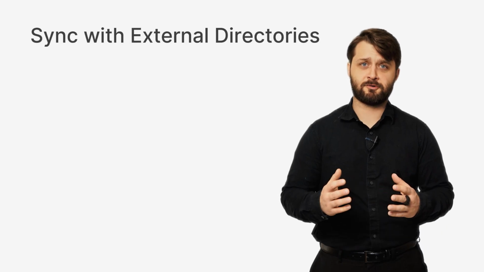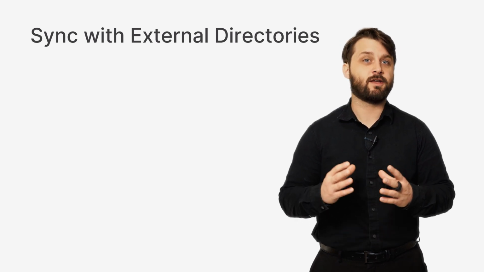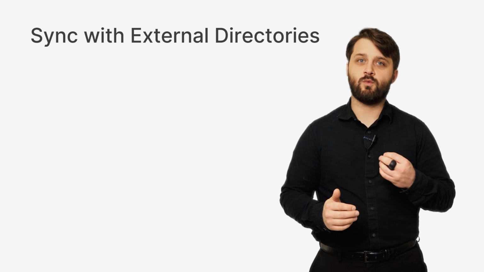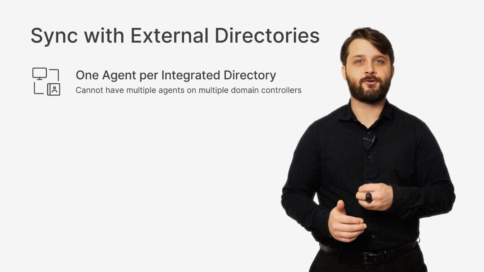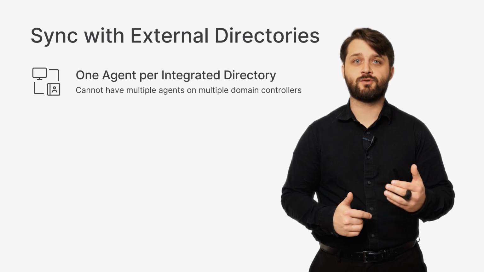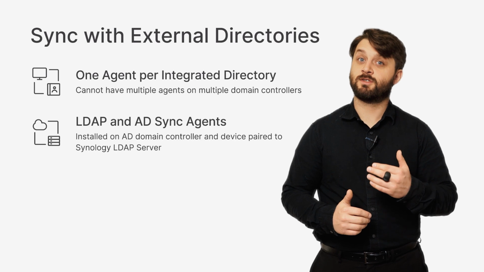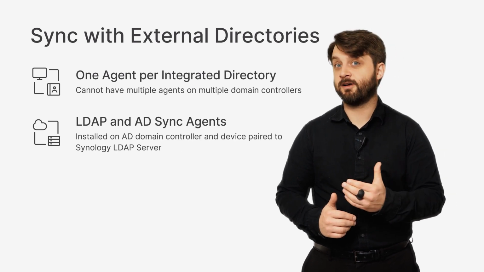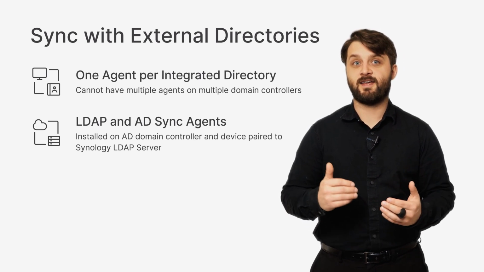So syncing with external directories and C2 Identity, this is going to be a common operation if you're an already established organization and you're using a directory service already. Now, if you want to sync an external directory with C2 Identity, there's going to be one agent per integrated directory. For Microsoft's Active Directory, you're going to install this agent on the domain controller, and the sync will be done from there. And for LDAP, for Synology's LDAP server, you're actually going to be installing this agent on a device that is integrated with that LDAP server. So, as you can imagine, there's LDAP and AD agents.